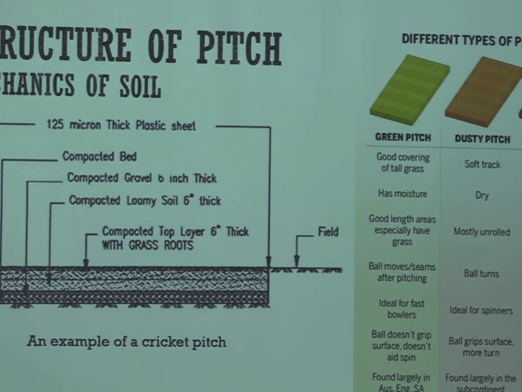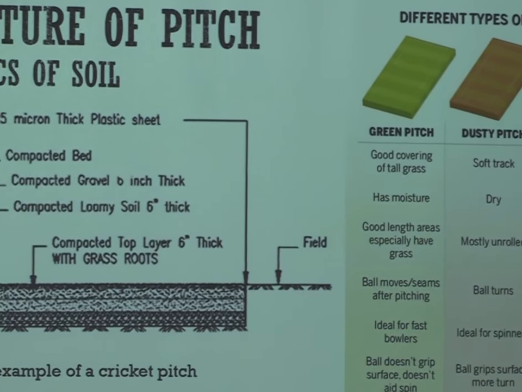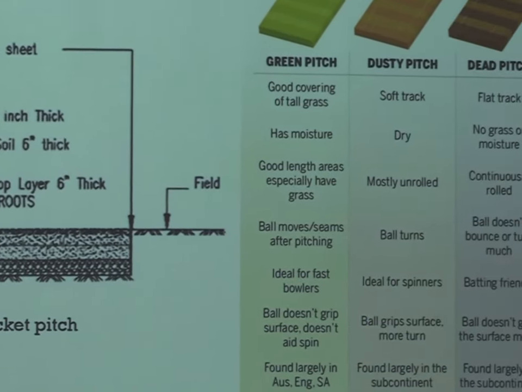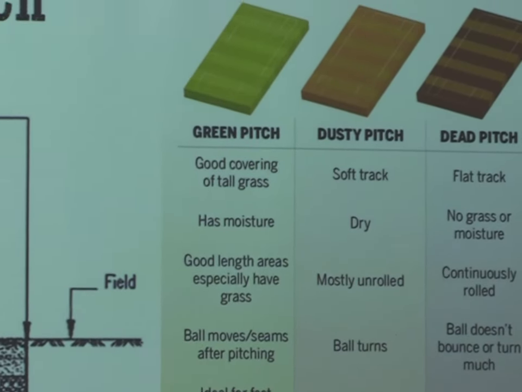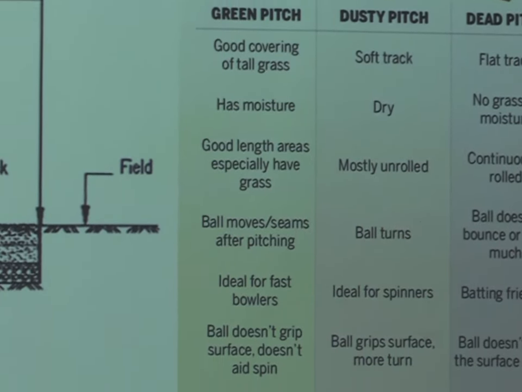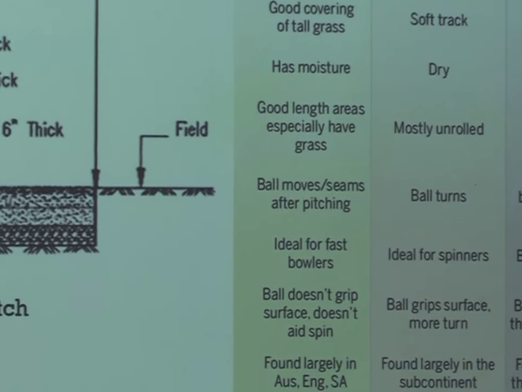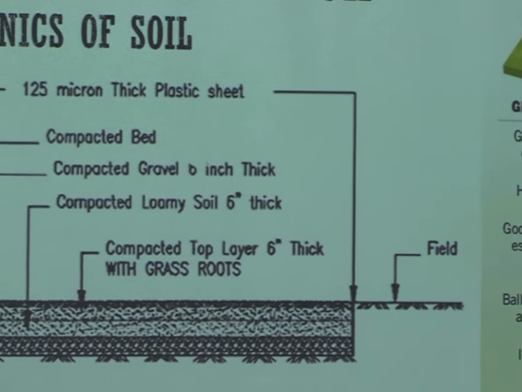On this note, let us try to understand how a cricket pitch is made. So at the start, you have a trench which is formed. You remove lots of sand, and then you start off with a compacted bed. And then you have gravel which is 6-inch thick, then you have loamy soil which is 6-inch thick, and finally you have the top layer with the grass.